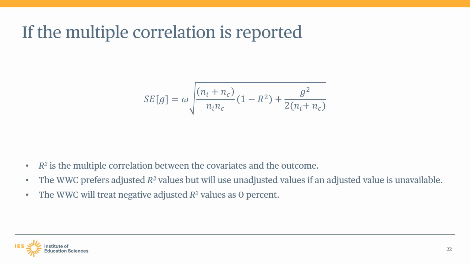And if the unstandardized standard error and R-squared value are both unavailable from a study, the WWC will take a cautious approach to calculating the effect size standard error, and assume a value of 0% for R-squared. This cautious approach will overestimate the magnitude of the standard error, but protect against type 1 error. In the next chapter of this module, we will discuss effect sizes for cluster-level assignment studies with continuous outcome measures.